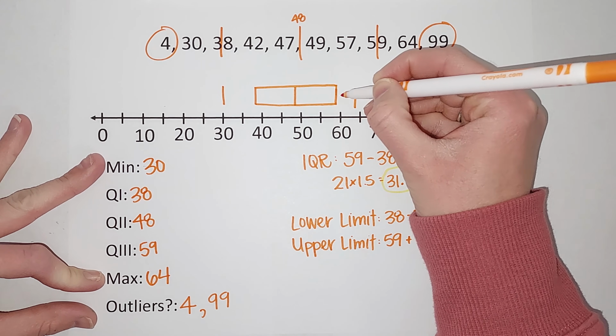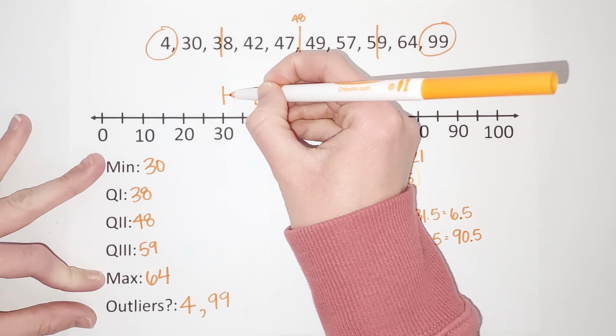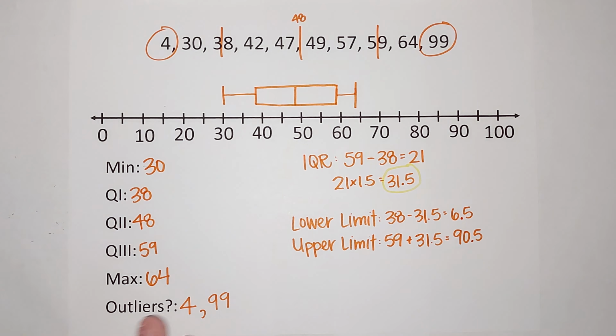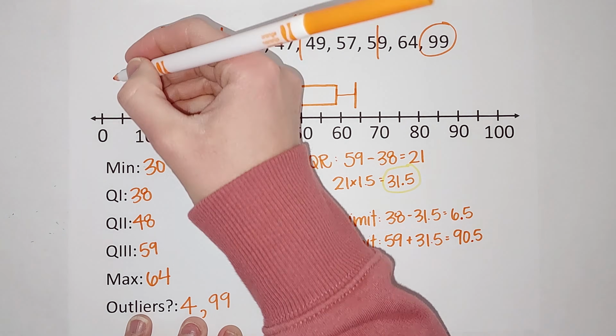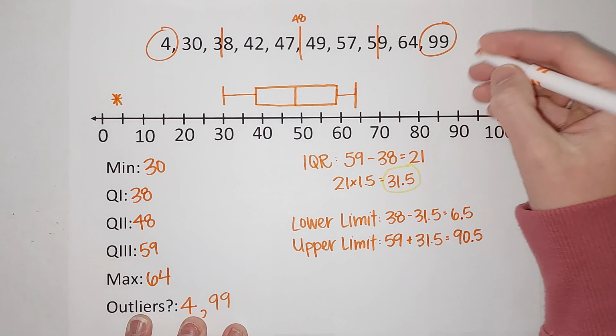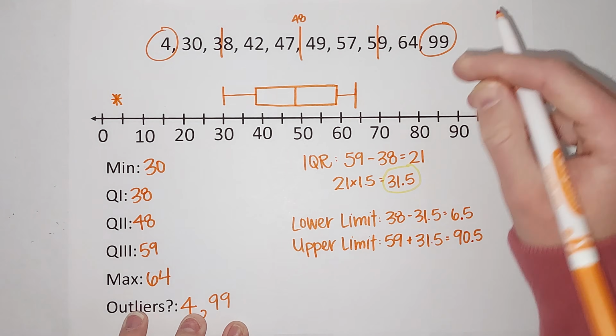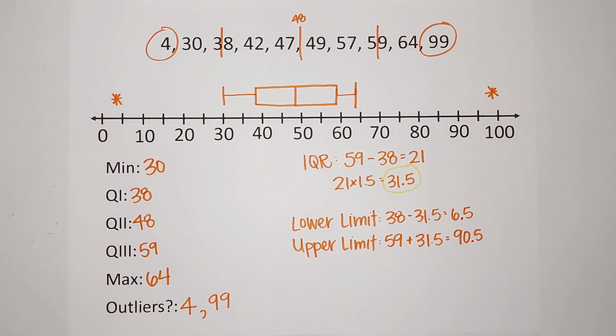And then go out to, oh, that was a little off, sorry, to my whiskers, okay? But I'm not just ignoring these. I still want to show that they're there, all right? They still matter. So I'm going to put an asterisk at about 4 and an asterisk at about 99. Okay, look at that. You just found 2 outliers and made a modified box plot.